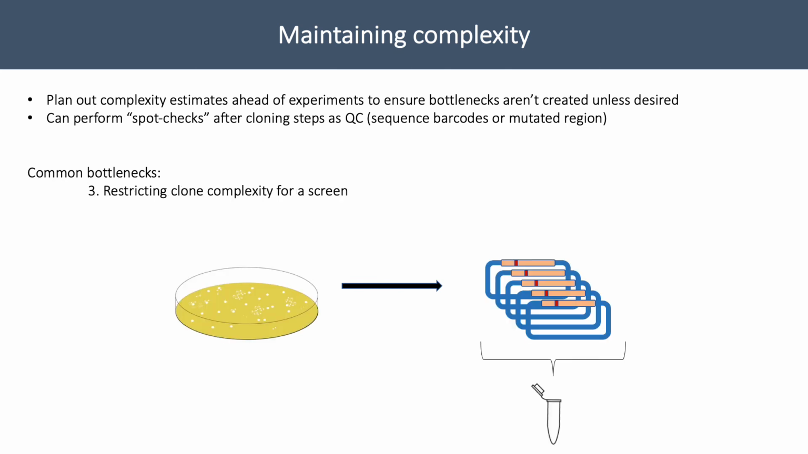Although there may be instances where you want to purposefully place a bottleneck or cap on the number of clones in your library. You may want a defined number of clones in order to be able to confidently detect all of them in your screen. You could do this simply by tuning your bacterial transformation efficiency and pooling a very defined number of colonies that you count.